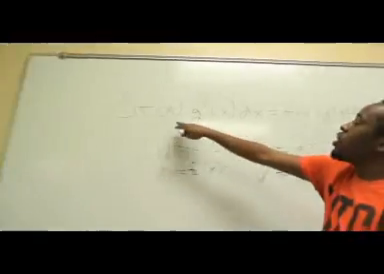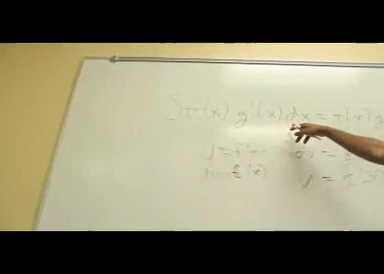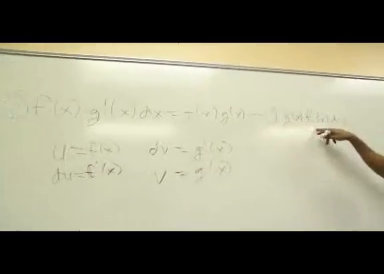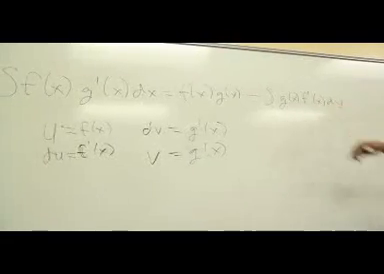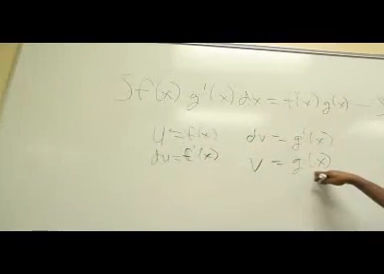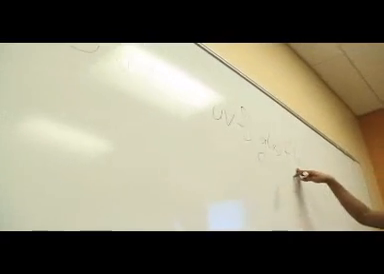Okay, so this is our product for our integration by parts. The integral of f of x g prime of x dx equals f of x times g of x minus the integral of g of x times f prime of x. And here we go. Right here, our u equals f of x and our v equals g of x. So it's the integral of u dv equals u times v minus the integral of g f prime of x.